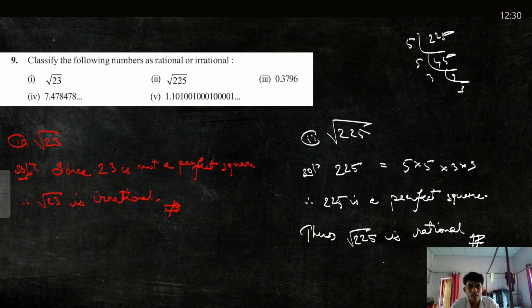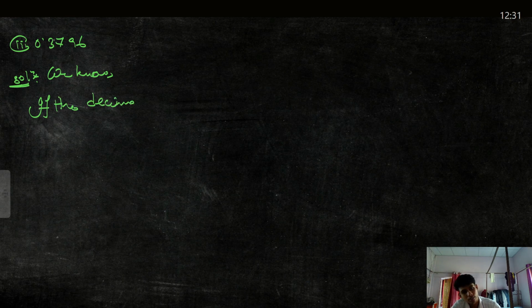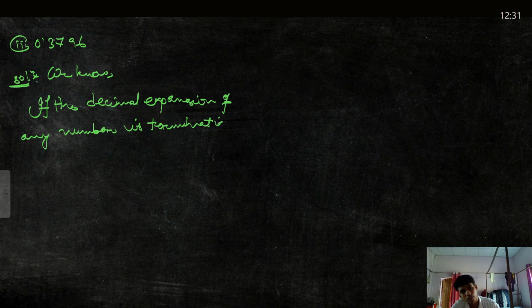Now, third question, 0.3796. We have learned this today that if the decimal expansion of any number is terminating, then it is rational. Therefore, 0.3796 is rational.